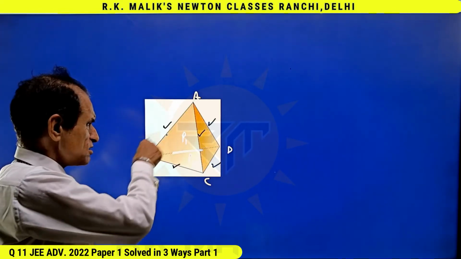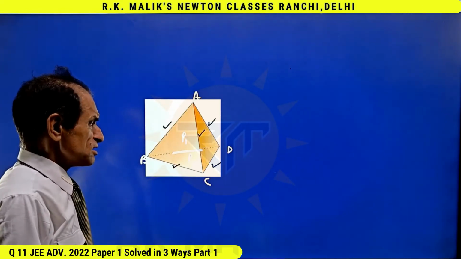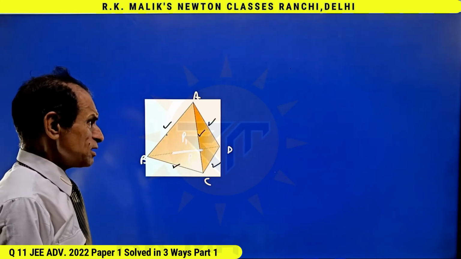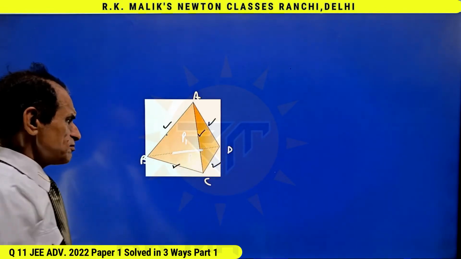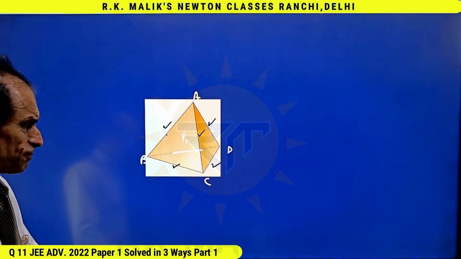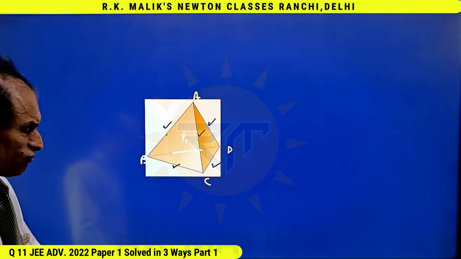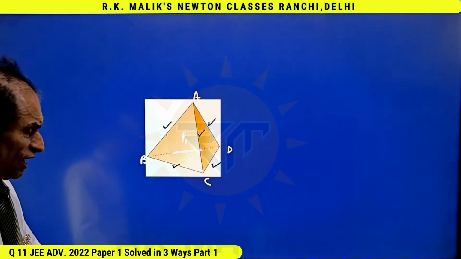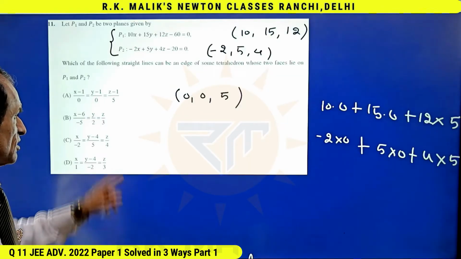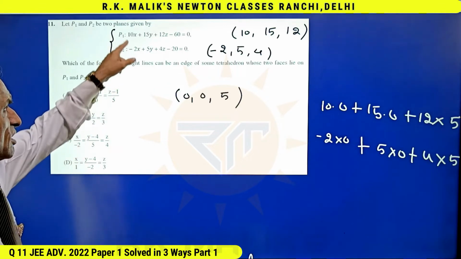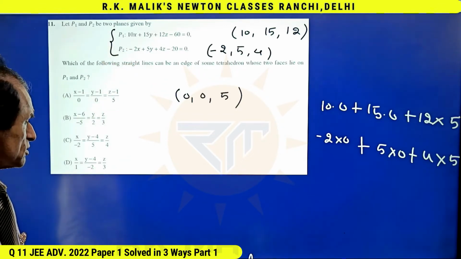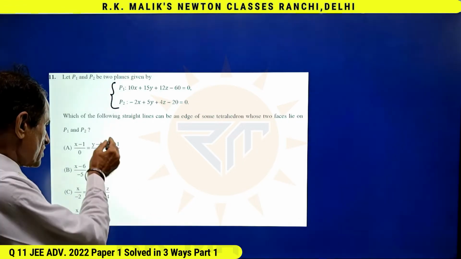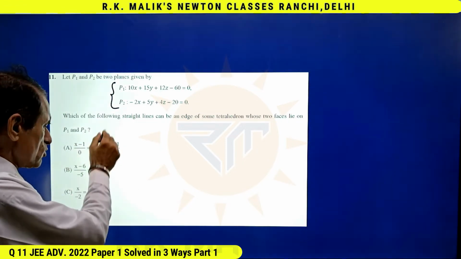If this line cuts P1 and P2 at the same point, that will mean that AC is cutting the line BD, and in that case the tetrahedron will not be formed. And therefore, let us check whether this line cuts these two planes at two distinct points or not. To check this, first of all, find any point on this line.